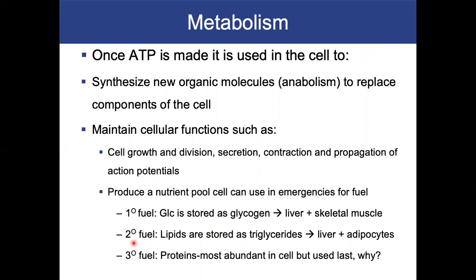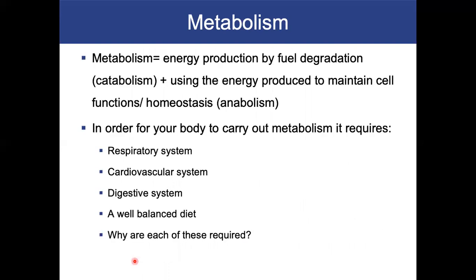The second fuel source is lipids. They're stored as triglycerides primarily in your adipocytes, but they can be stored in the liver. That's how we get fatty liver, right? And then your third fuel source is proteins. It's the most abundant in the cell, but it's used last. Why? Because they're functional, right? So you're not going to break down proteins when you are using them for cellular processes.